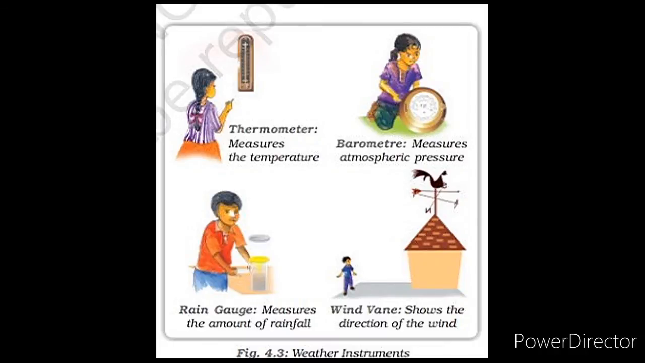Some of the other weather instruments are: the thermometer, which measures the temperature, as we have already discussed. Next is the barometer, which measures atmospheric pressure. Next is the rain gauge, which measures the amount of rainfall. And the last weather instrument given in your book is the wind vane, which shows the direction of the wind.